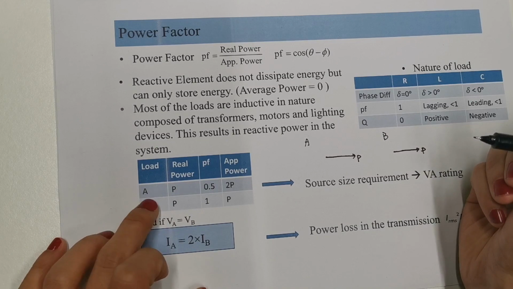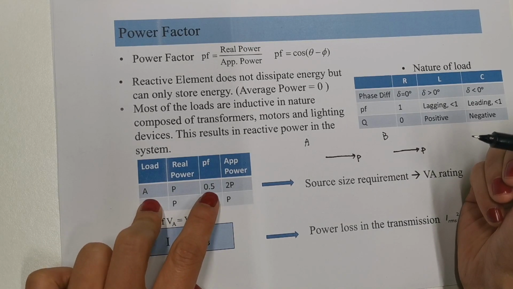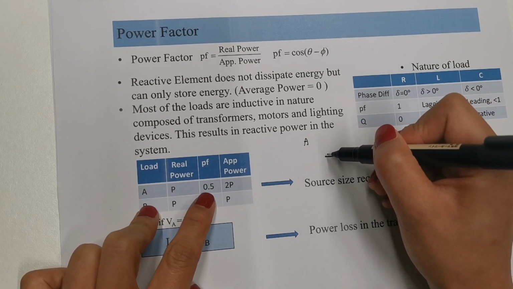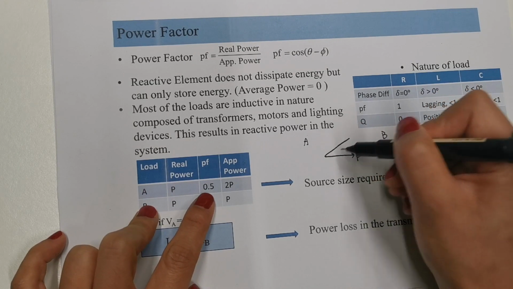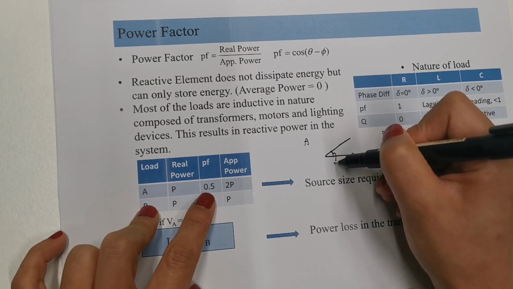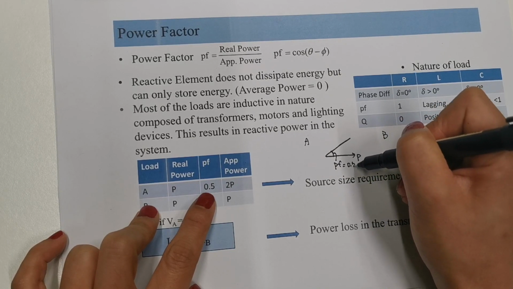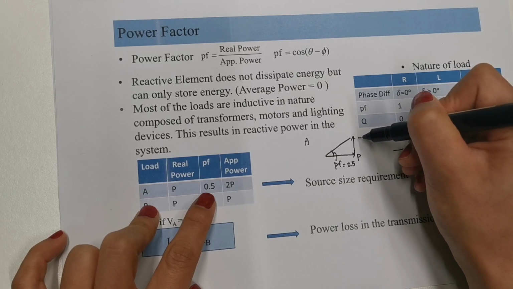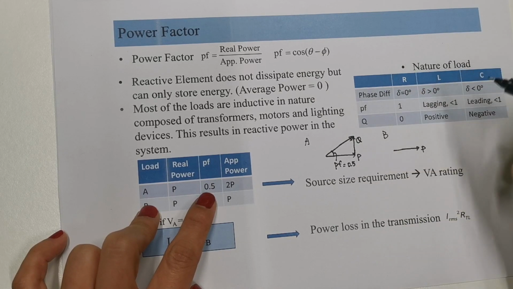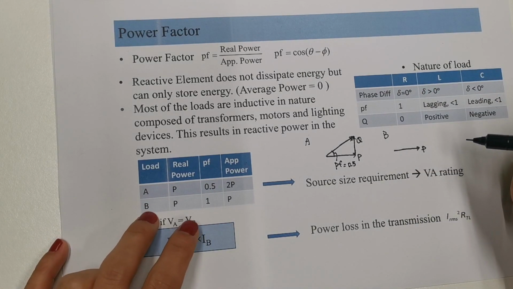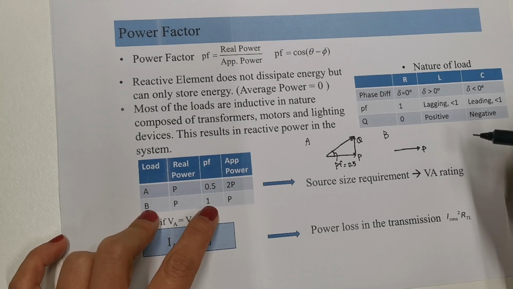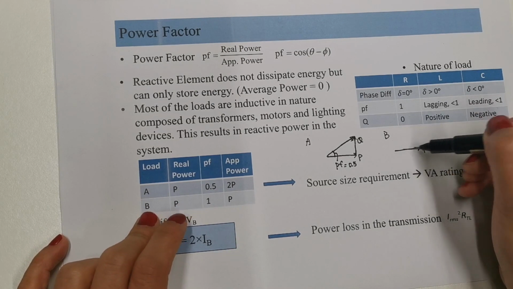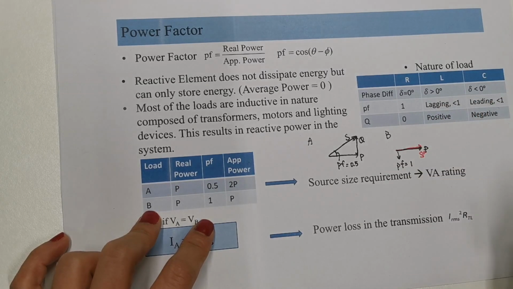But for system A, we have a 0.5 power factor, which means it looks like this. The power factor is 0.5. That means we have reactive power here. And for system B, we don't have reactive power. Our apparent power is our real power. Our power factor is 1.